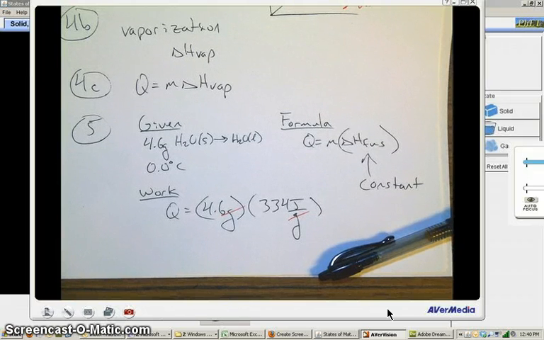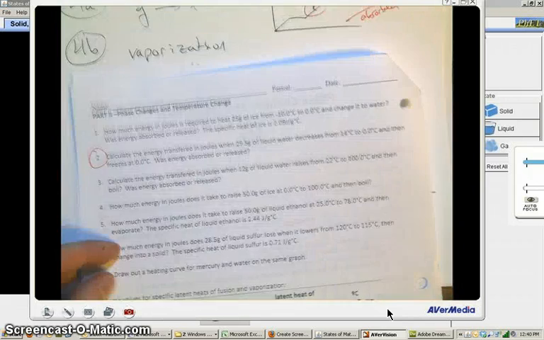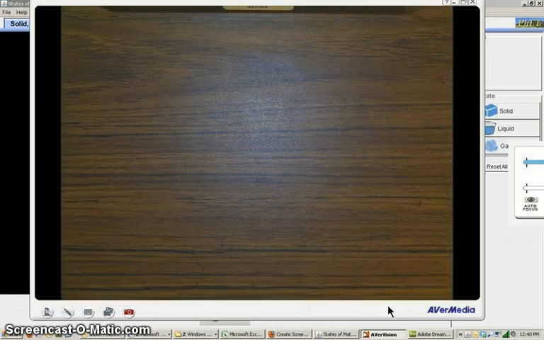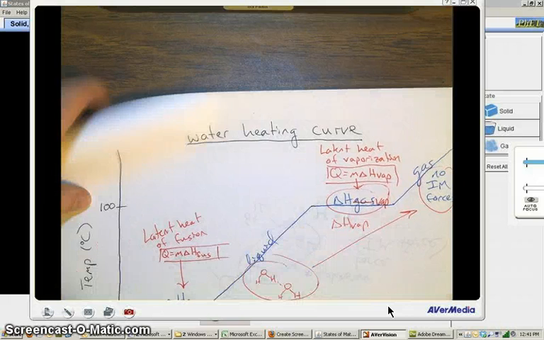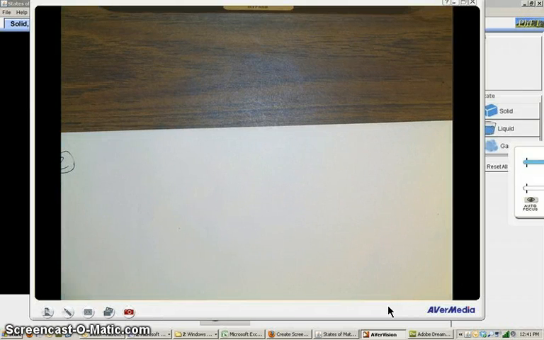All right, now I'm going to show you a problem that's a lot more difficult. It's going to be problem number 2 from the back side on your worksheet. So go to the back of the worksheet, go to number 2, and what we're going to do is do number 2 together as a class. And keep this handy. The water heating curve is going to help us out quite a bit. So I'm jumping way ahead to a harder problem, and please ask questions as we move along.